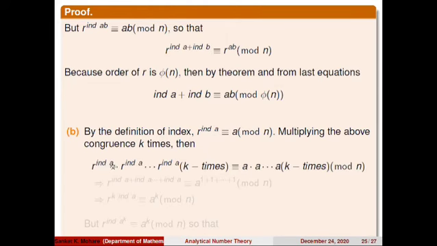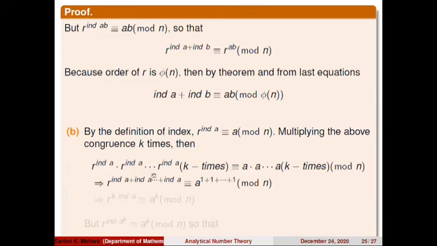r to the power index of a into r to the power index of a, and so on, up to how many times? Up to k times. So this is congruent to a into a into a, up to a, how many times? k times. So here we are simply taking the multiplication of this congruence k times modulo n.